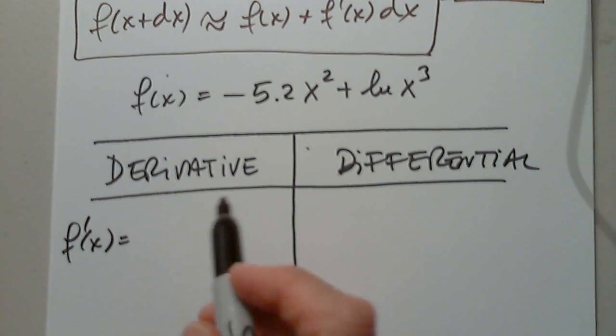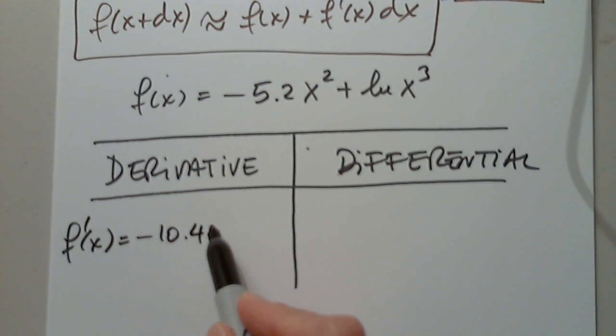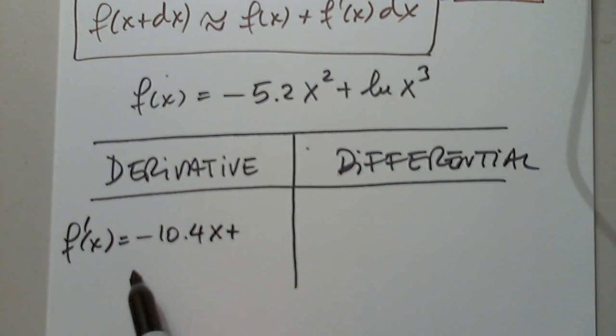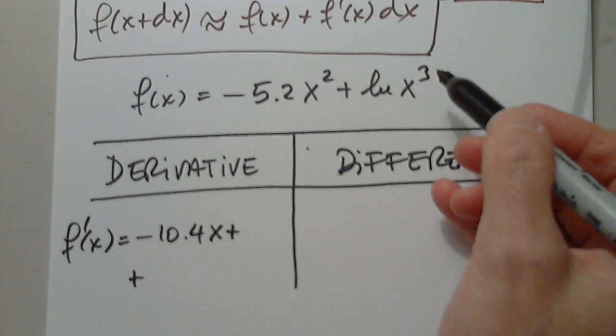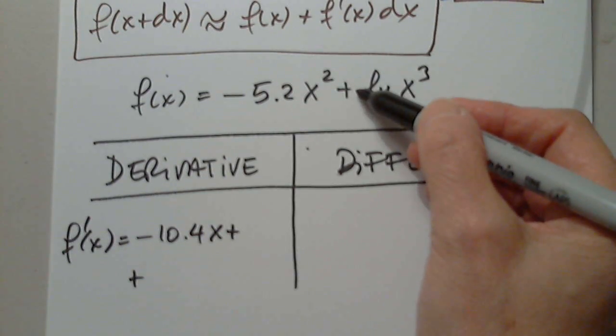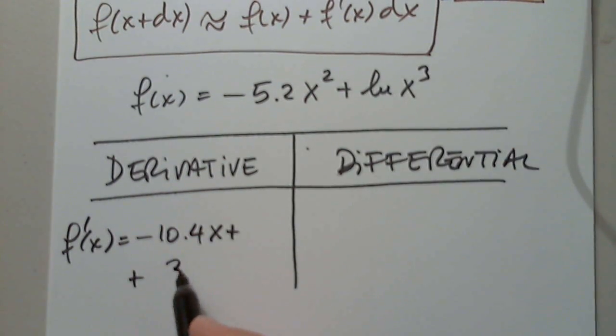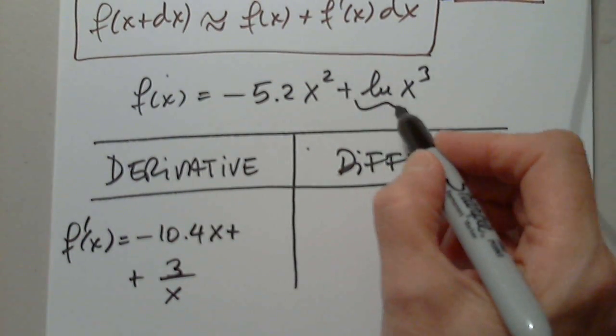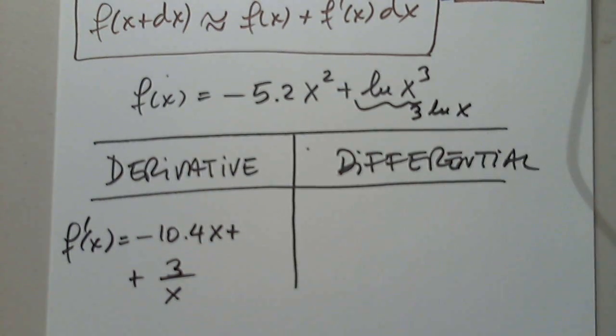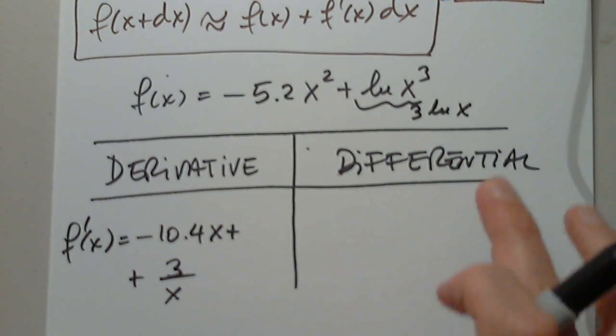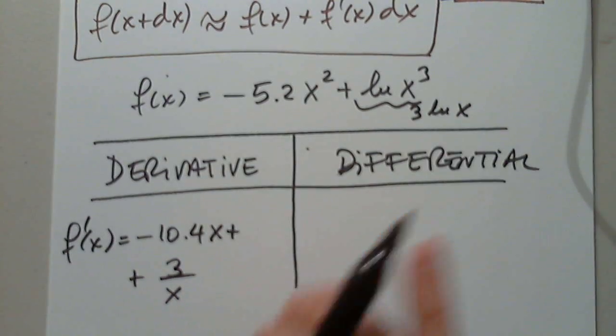Negative 10.4 x plus 1/3. You could bring 3 in front. And then differentiate natural log, and it's 3 over x. That's the easiest thing to do. So this is the same with 3 natural log x. Natural log x prime is 1 over x times 3.